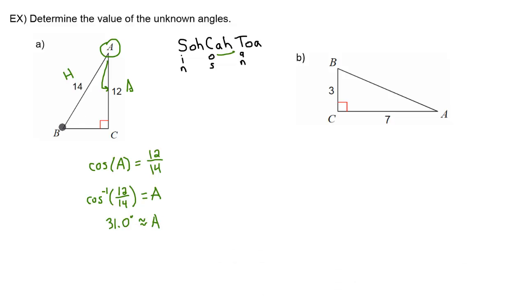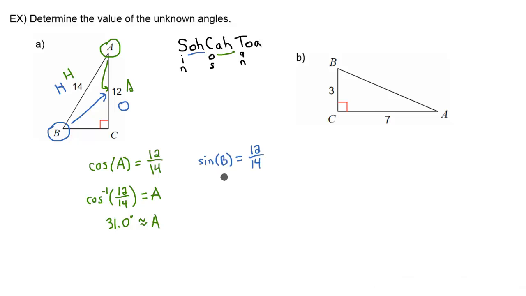Now to get B, I'm going to use my trig ratios again. Our 14 right here is still the longest side of my triangle, so that's going to be H, my hypotenuse, but now our other sides change. So now 12 is the side that's across from angle B, so that's the opposite side. So we have opposite and hypotenuse. And the trig function that goes with opposite and hypotenuse is going to be sine. So now I'm going to use sine of angle B.